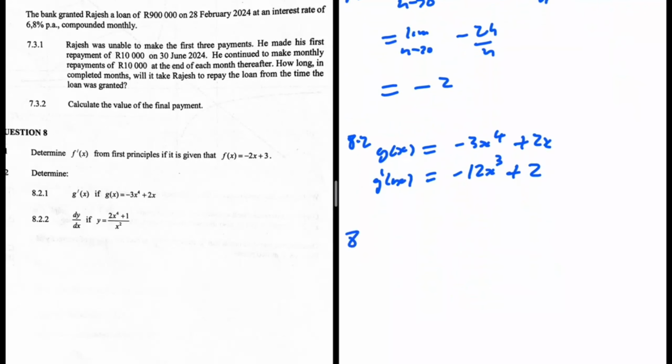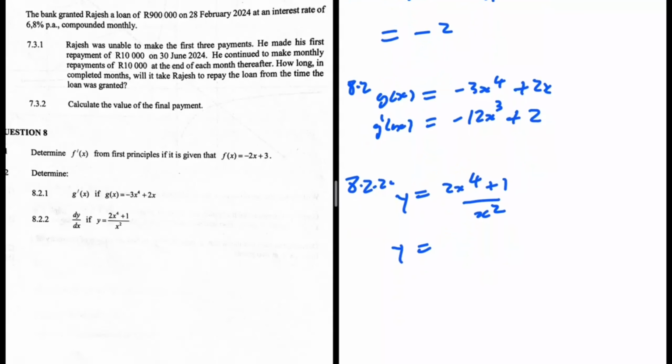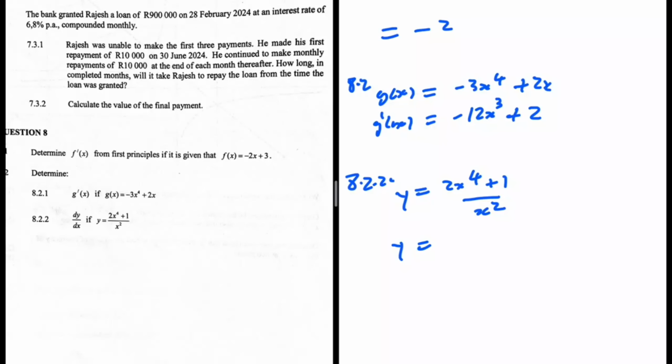Okay. And then 8.2.2: y is equal to 2x to the power 4 plus 1, divided by x squared. We're supposed to find dy over dx. So we need to simplify y in a way that we can derive first. Before we say dy dx, you cannot simplify y while saying dy dx. That is wrong. So this is 2x to the power 4 over x squared plus 1 over x squared.